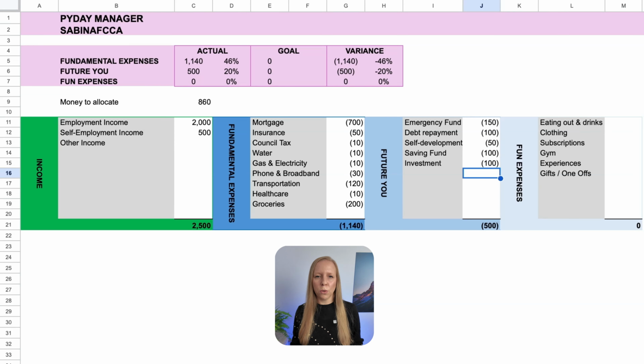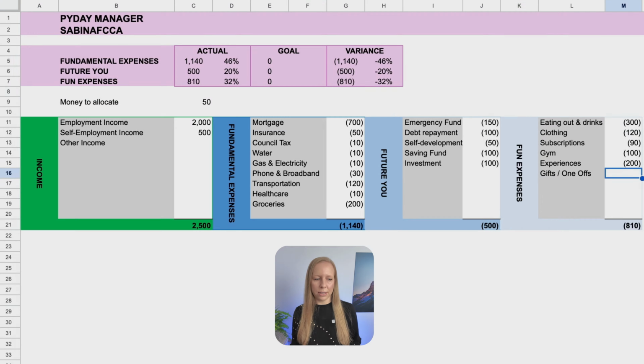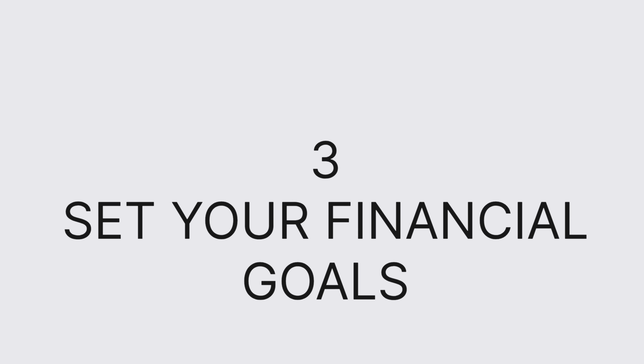In the fun category, you want to allocate the amounts that you spend on your wants, which are the costs that enhance your life and make your life more enjoyable. Things such as entertainment, dining out, coffees, subscriptions such as Netflix or Amazon, your gym membership, or travel and experiences. I will put 300 to eating out, 120 to clothing, 90 to subscriptions, 100 to gym membership, 200 to experiences, and 50 for gifts.